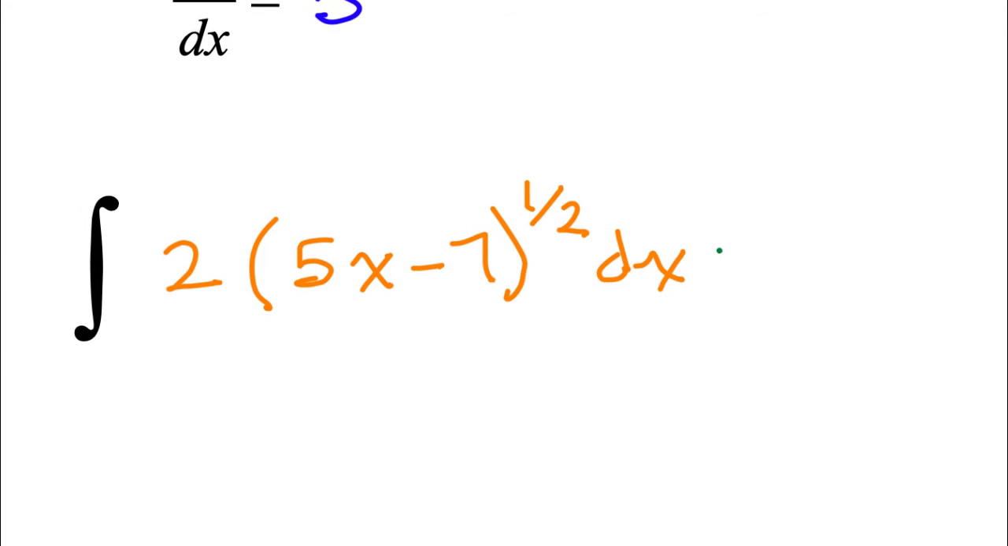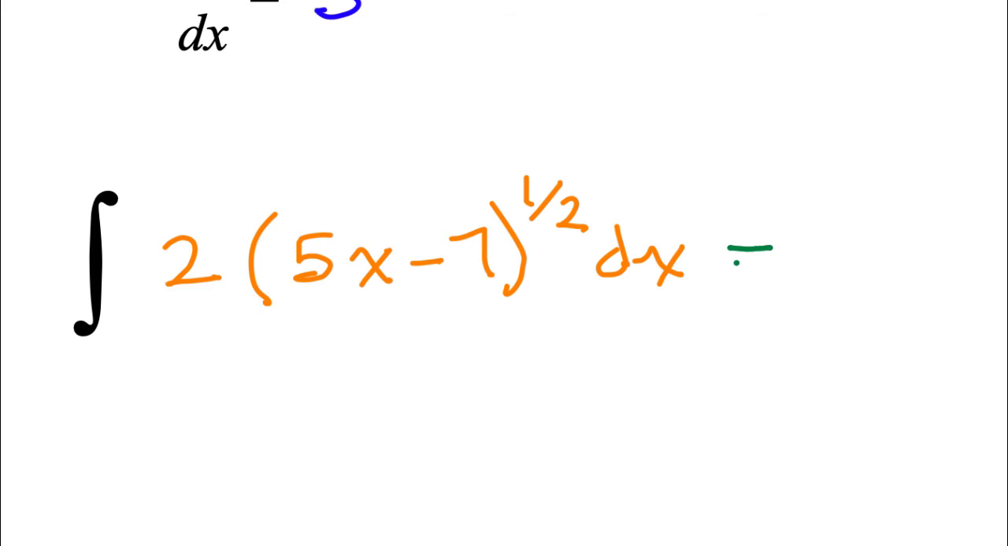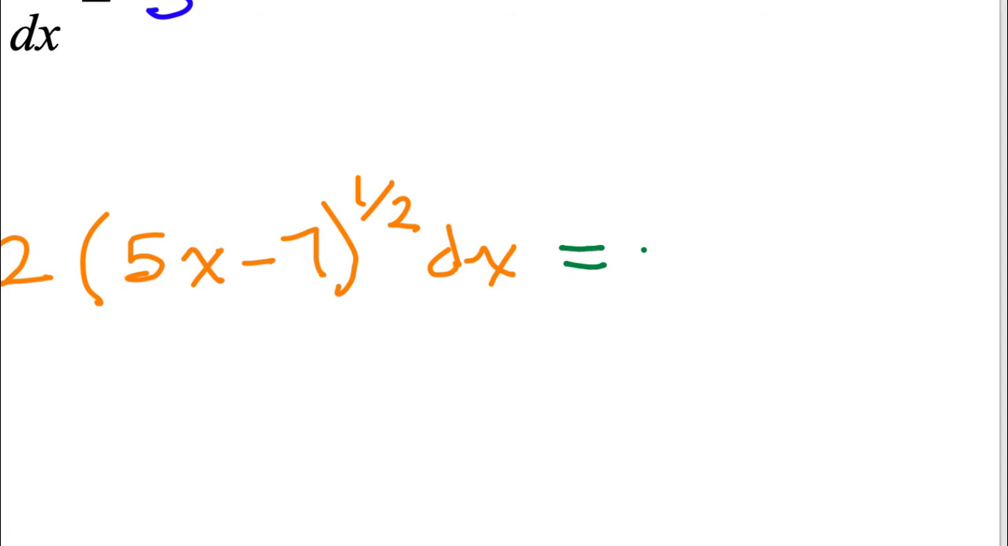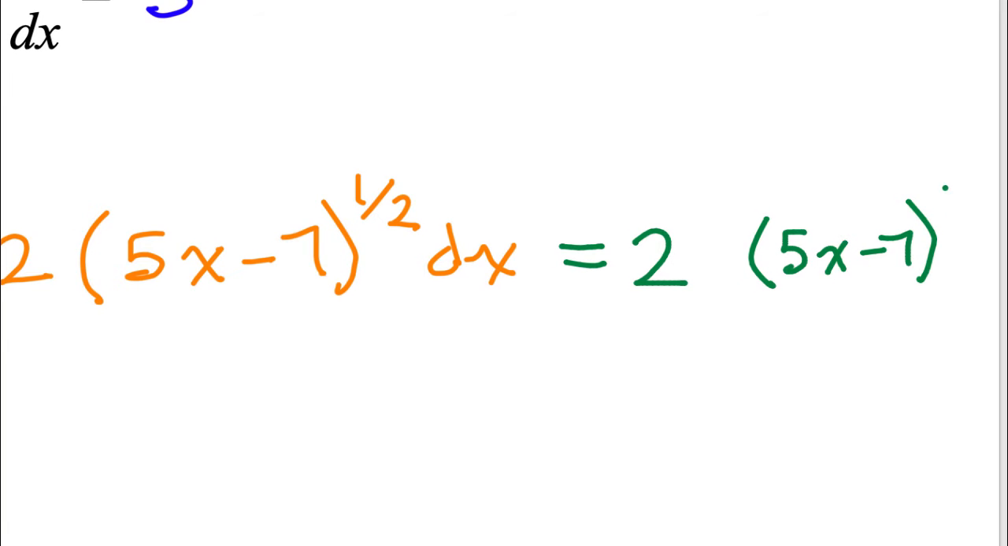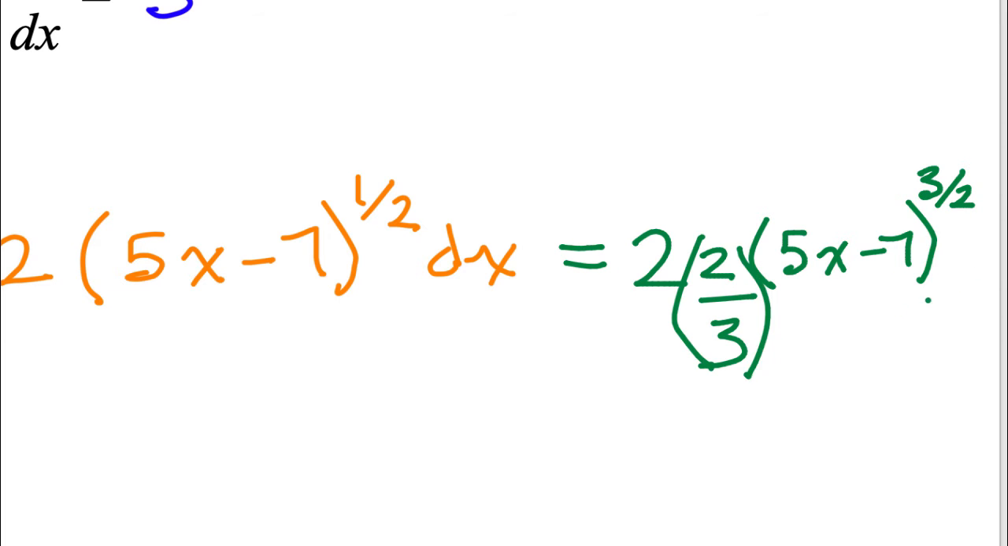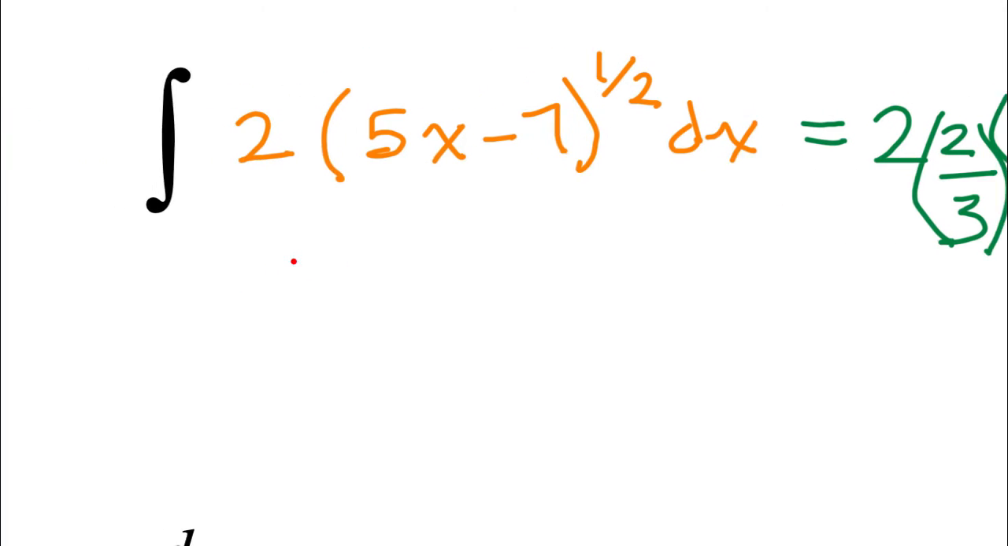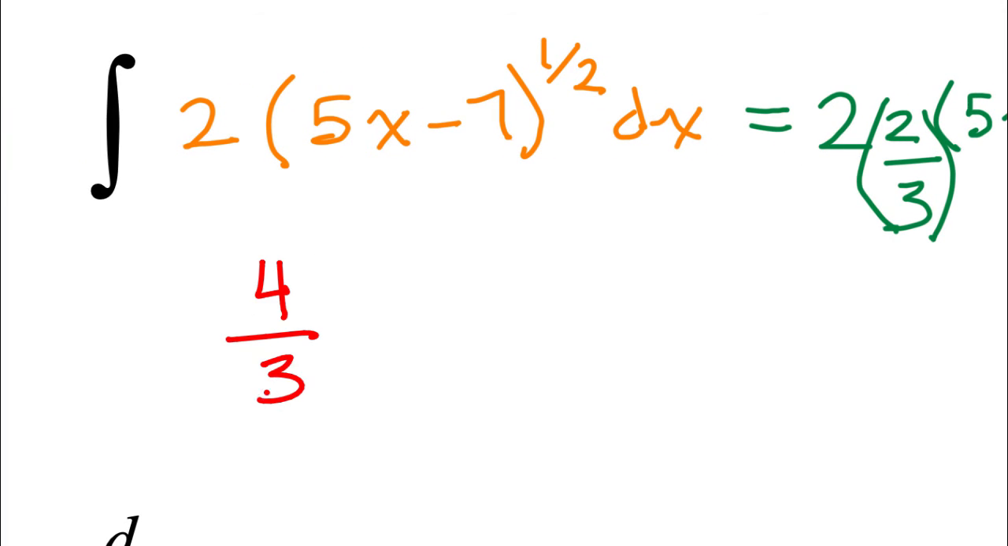All right, so it is time to take the derivative, or the antiderivative. So the antiderivative, this is still a 2 out front. I have this 5x minus 7 all to the power of now 3 halves, and I divide down, so 2/3 right here. Don't forget your cake, plus c. Simplifying this, it becomes 4/3.